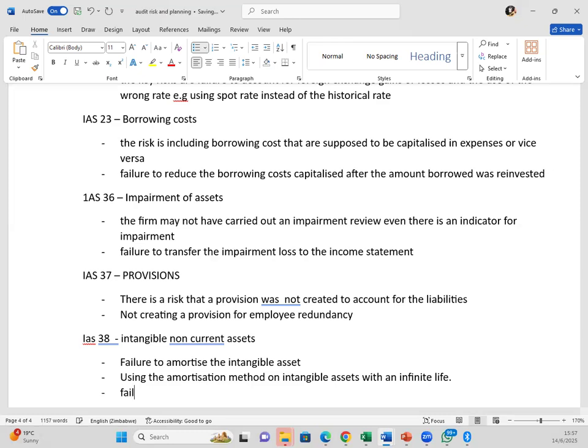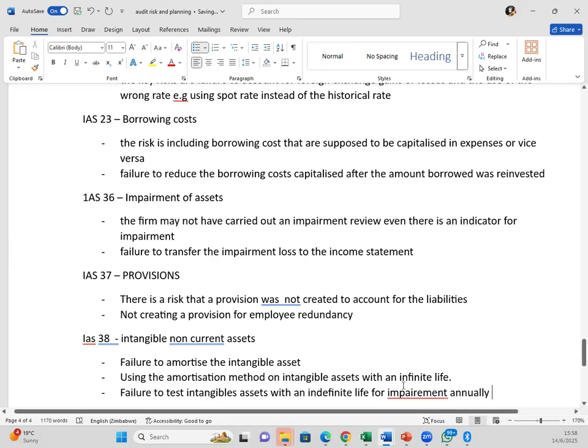Failure to test intangible assets with an indefinite life for impairment. These are the common problems that can be there. Failure to test for impairment annually.